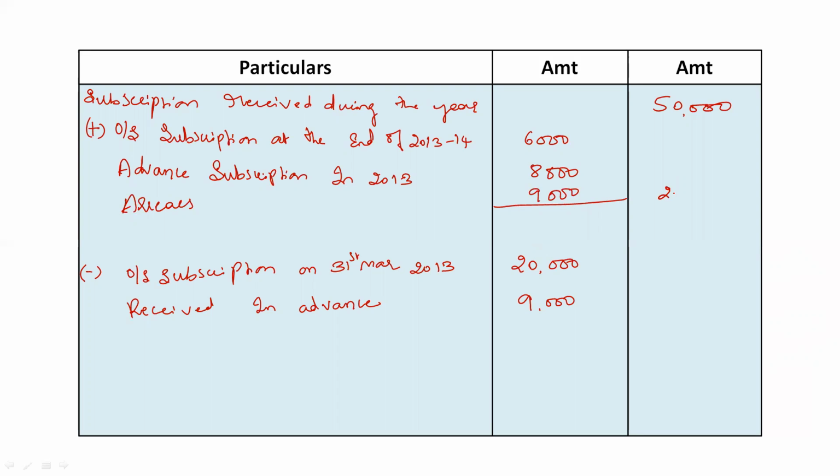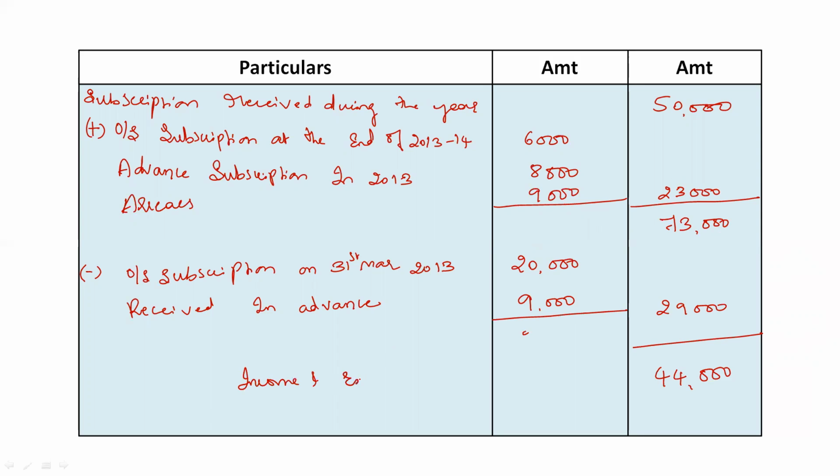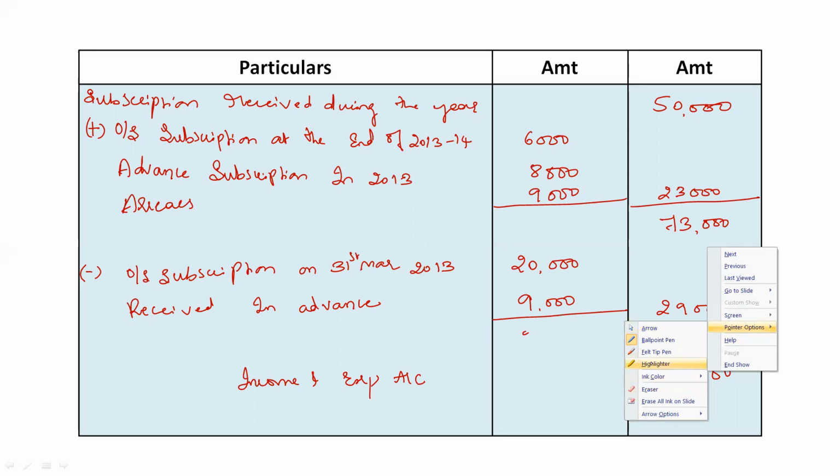Here the total will be 23,000. Add these two, 50,000 plus 23,000 will be 73,000 rupees. Now add all the items that should be deducted. It's 29,000 rupees here. Now deduct 29,000 rupees from 73,000. That is 44,000 rupees. We will transfer this amount to the income and expenditure account on the credit side, because it's an income, right? So I hope it's clear up to here.